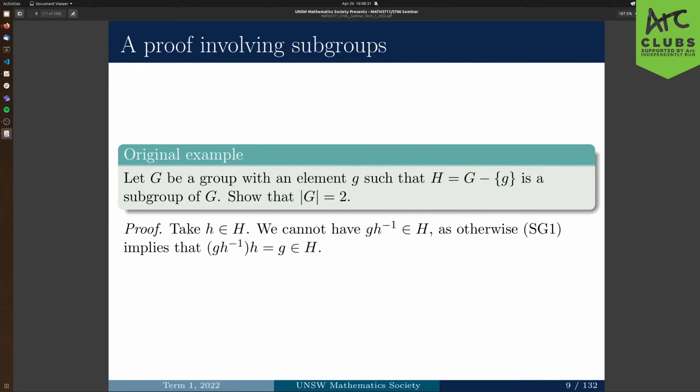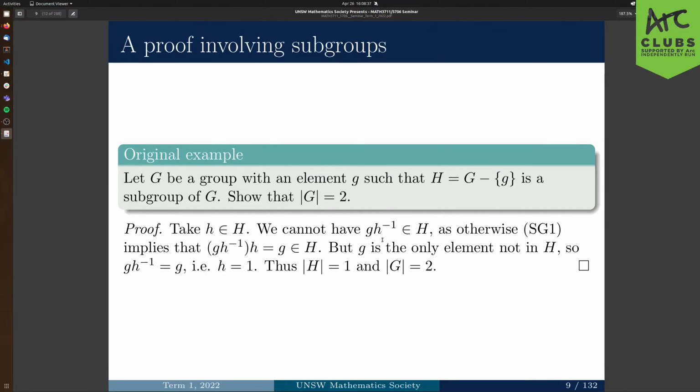So it must be the case that this thing, which I've just shown is actually not in my subgroup, has to be G. So this just implies that GH inverse is G, and if you do a bit of rearrangement, you'll see that that ends up implying that H is just the identity. So just a bit of left and right multiplication will get you there.